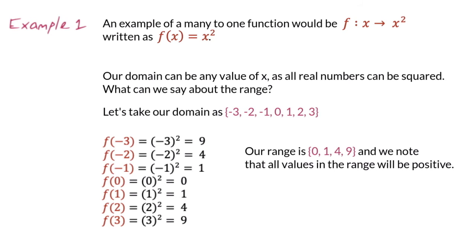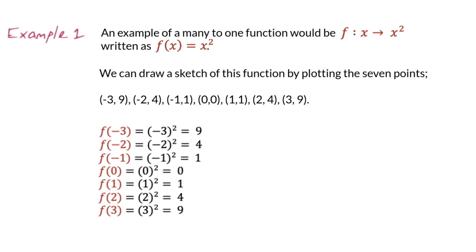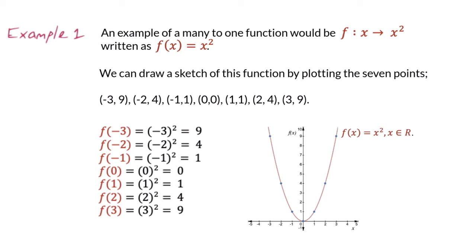We can now think about sketching this function, with a graph. We can do that by plotting the 7 points that we've looked at, so -3, 9, -2, 4, and so on. And if we do that in a quick sketch, we'll see that we should get a graph something like this. We know that a function f of x equals x squared is a quadratic, it has a parabola as its curve, and this is the function f of x equals x squared, where x is a member of the real number set. So you'll be able to look at questions that allow you to find the range for a particular function.